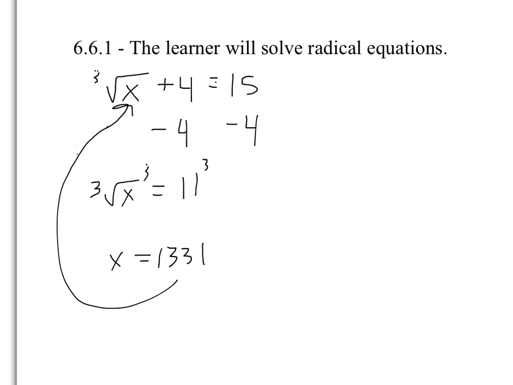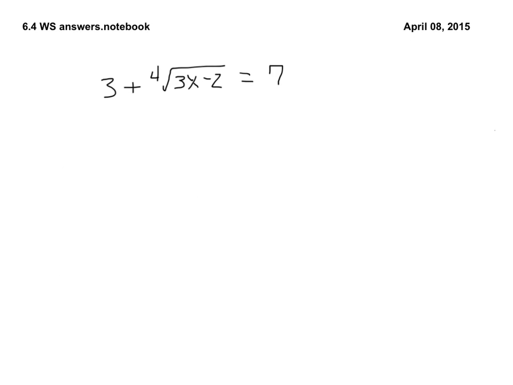Fairly easy. Let's talk about a couple little tougher examples here. So 3 plus the 4th root of 3x minus 2 equals 7. First thing is subtract 3 from both sides, and we get the 4th root of 3x minus 2 equals 4. Now when we take both sides to the 4th power, these cancel out, so now you're at 3x minus 2. Now this is not plus or minus on the right side. This is just 4 to the 4th power. 4 to the 4th power is 256.